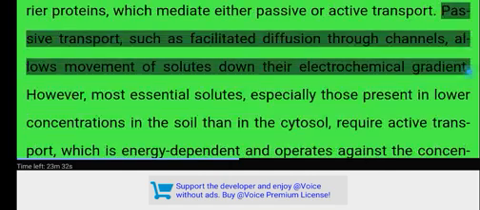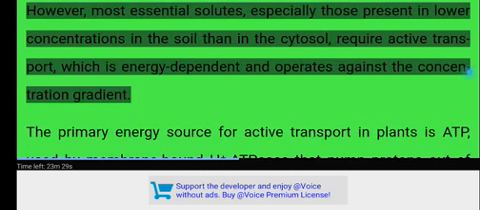Passive transport, such as facilitated diffusion through channels, allows movement of solutes down their electrochemical gradient. However, most essential solutes, especially those present in lower concentrations in the soil and in the cytosol, require active transport, which is energy dependent and operates against the concentration gradient.